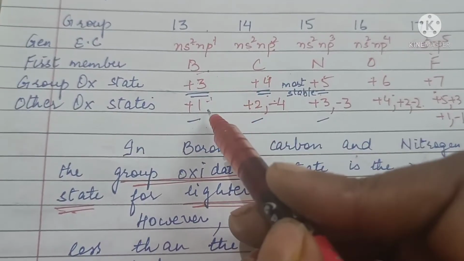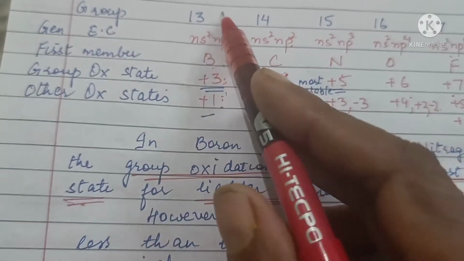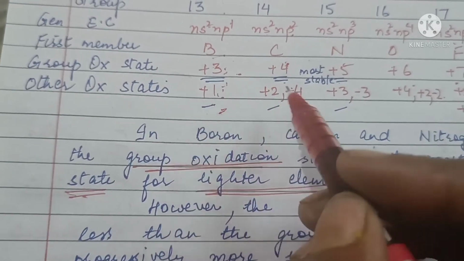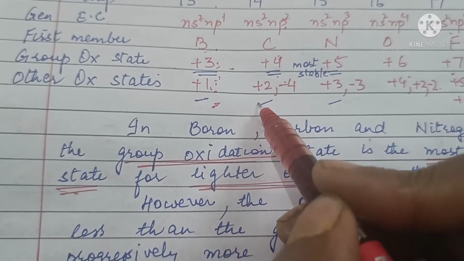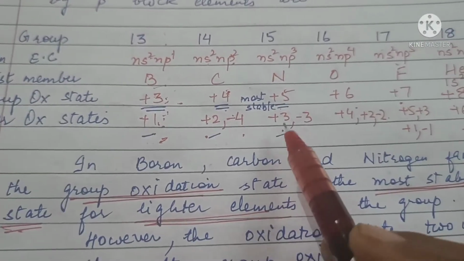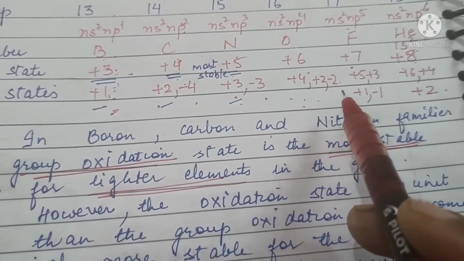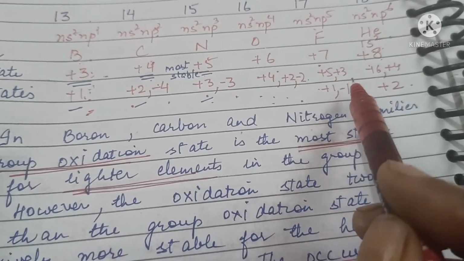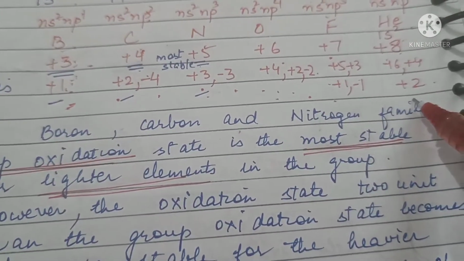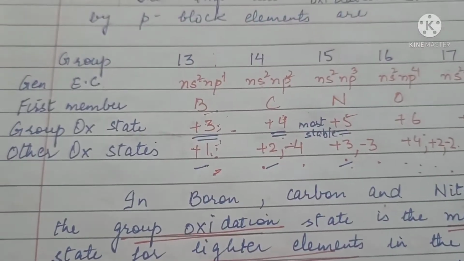They also show other oxidation states which are 2 units less than the group oxidation state. For example, group 13 can show an oxidation state of +1. Group 14 can show +2 oxidation state also, along with -4. Then group 15 can show +3 and -3. Group 16, along with +6, can show +4, +2 and -2. Group 17 can show +5, +3, -1 and +1 in addition to +7. And group 18 or noble gases may show +6, +4, +2 in addition to +8.